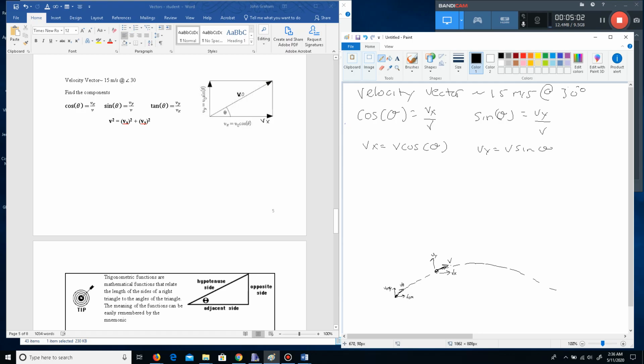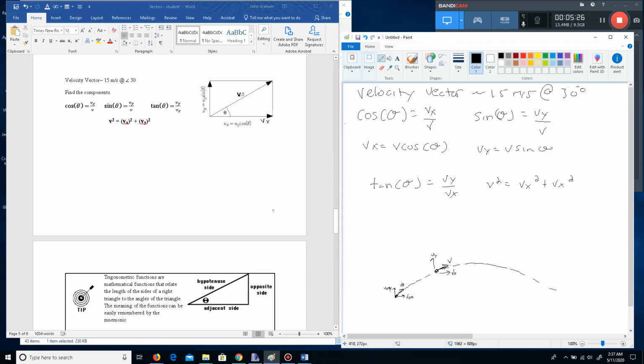And then tangent theta is Vy over Vx, which is y over x. And then V squared is still Vx squared plus Vy squared, since these are the components. So Vx squared plus Vy squared equals V squared. Just Pythagorean theorem.